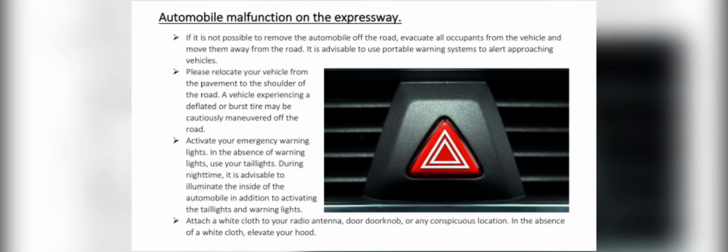Activate your emergency warning lights. In the absence of warning lights, use your tail lights. During nighttime, it is advisable to illuminate the inside of the automobile in addition to activating the taillights and warning lights. Attach a white cloth to your radio antenna, doorknob, or any conspicuous location. In the absence of a white cloth, elevate your hood.